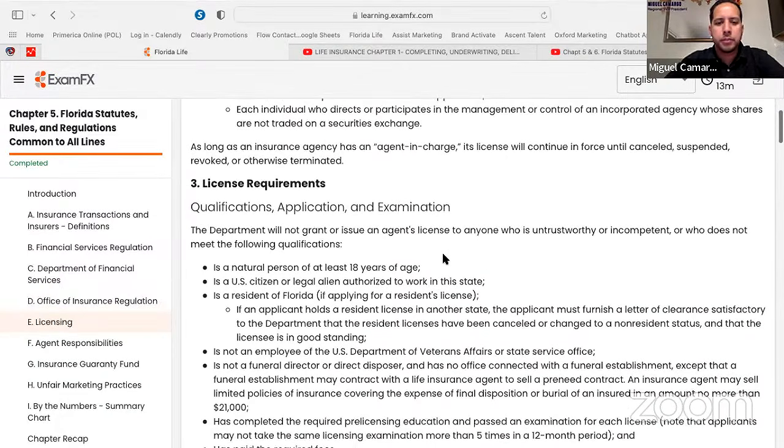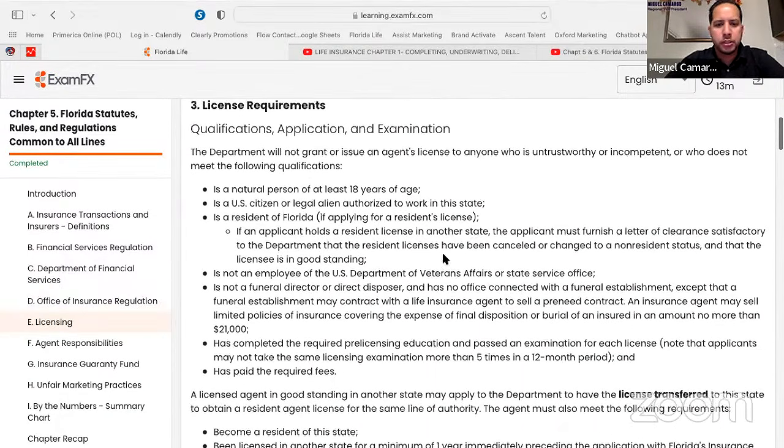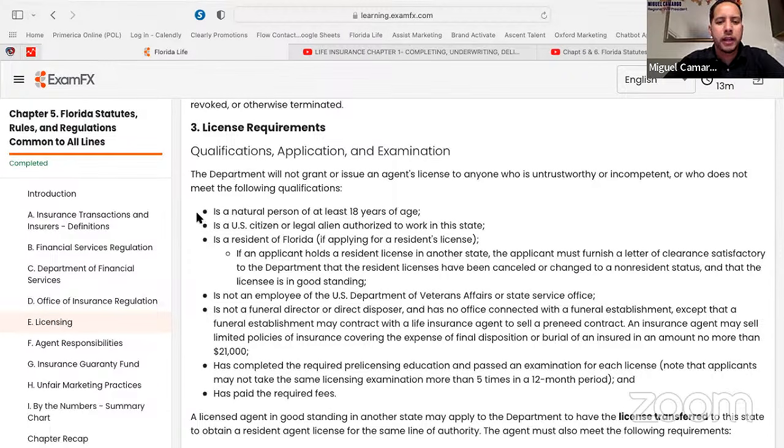Yes, just come back. I got to come back and read this. License requirements. Let's just see this. Okay. So what does it take to get a license?